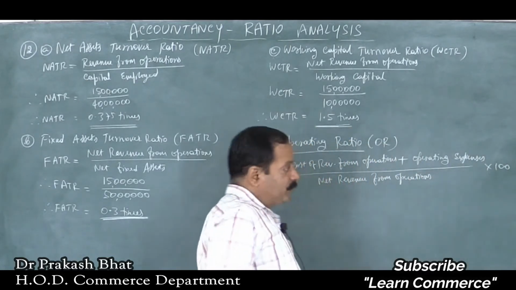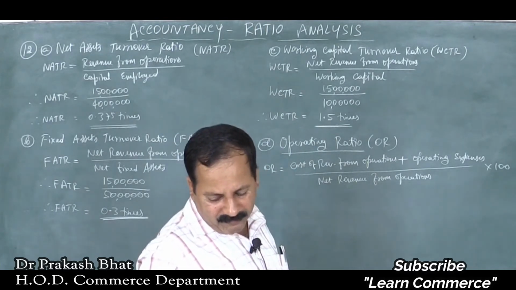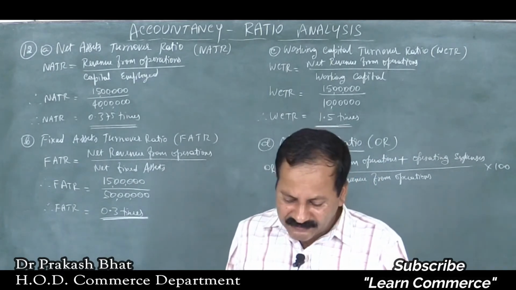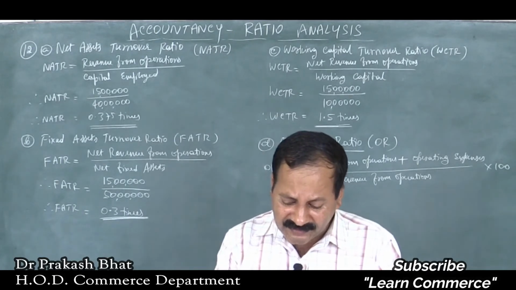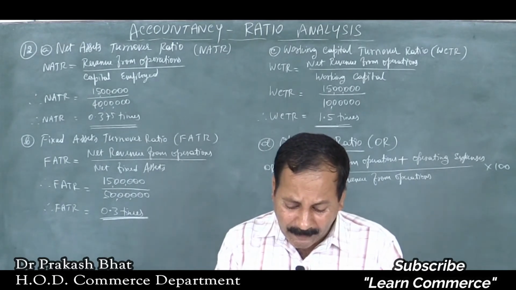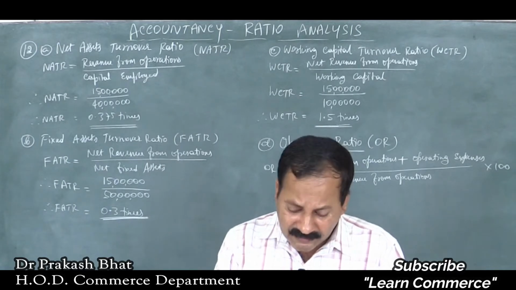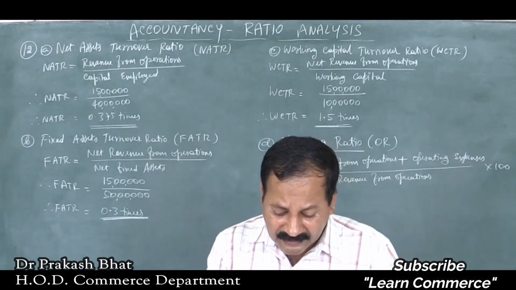5 lakh, that is the cost of revenue from operations, sales minus gross profit, actually it is, isn't it? Whether gross profit is given in the problem? No. So how we will have to decide it? See there, profit after interest and tax is 3 lakh. Interest and tax expenses are given. Add interest and tax expenses to profit after interest and tax. You will get 5 lakh, isn't it?